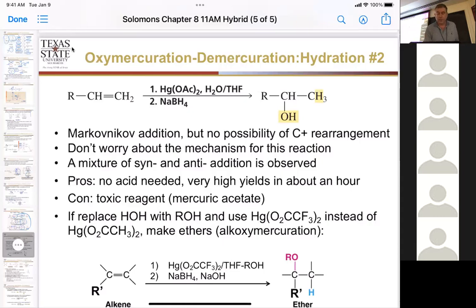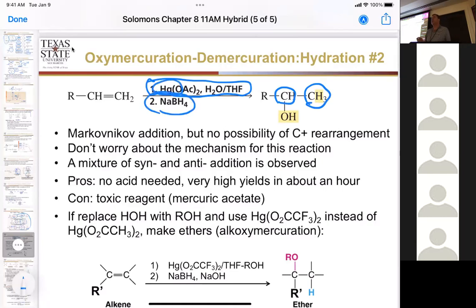So what we do here is we have a two-step method. We're going to take mercuric acetate with water, and that's going to add across our double bond Markovnikov style, giving us our hydrogen on our more hydrogenated side and our oxygen on there. And then before the reaction's done, we have to break off this mercury by doing a reduction. And this reduction is with sodium borohydride. Okay, sodium borohydride. We're going to talk about sodium borohydride and another reducing agent a little bit later, but we're introducing it here.